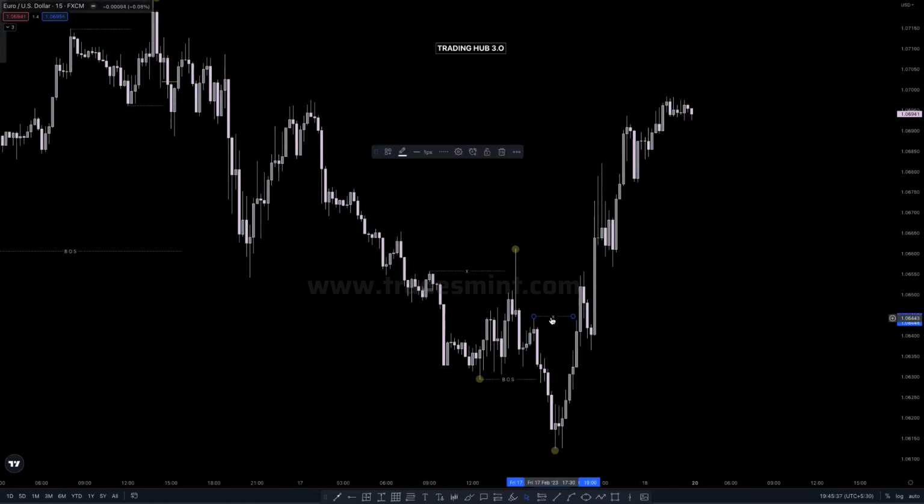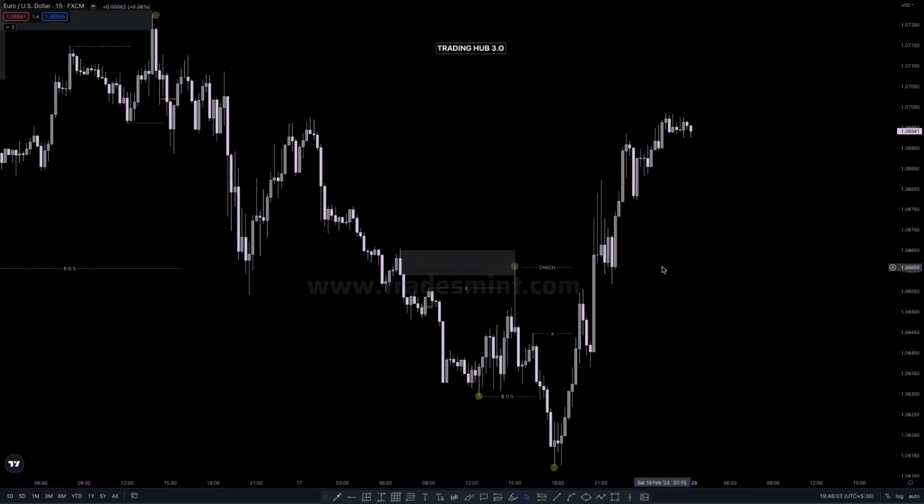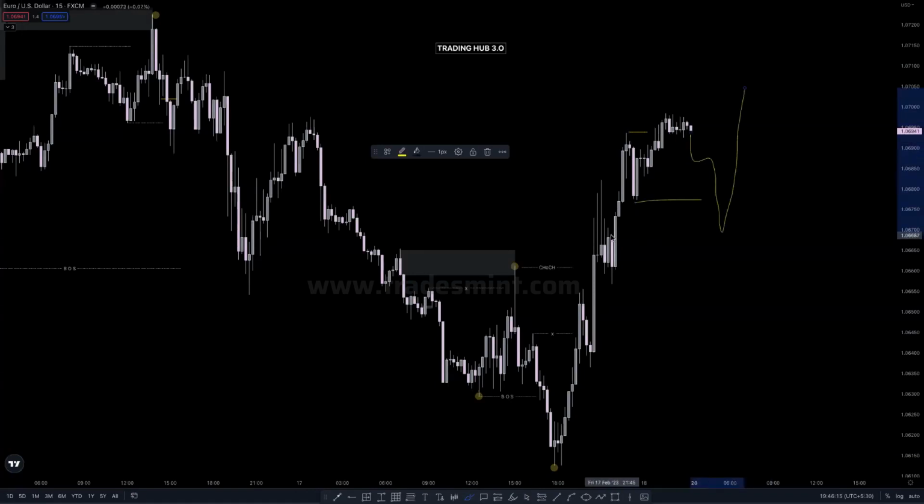And this point becomes our change of character, obviously. Actually, this was the inducement, and after taking out the inducement, price tapped on the order block here and gave a reaction, broke the structure again, change of character, and continued making higher highs. Right now, there is no inducement taken out, so we can't buy here. You have to wait for an inducement to be created, and wait for it to be taken out. For example, this was the last structure that took out the inducement, and then we can expect this order block to continue higher.